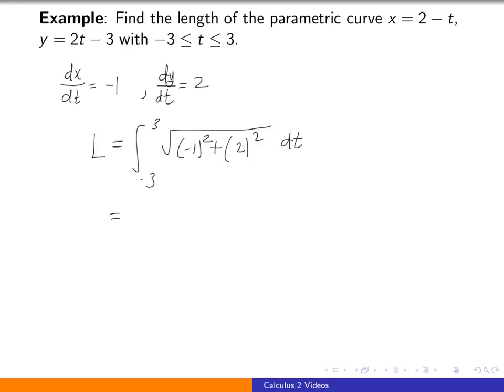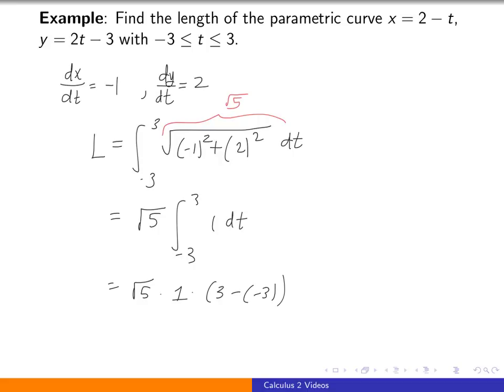So underneath the square root we have 5, so this is simply the square root of 5, which is a constant, which means it can be pulled in front of the integral. As we mentioned a moment ago, if we want to integrate a constant over an interval, we just multiply it by the length of the interval. So 3 minus minus 3, which is 6, and we end up with the length of the curve being 6 square root of 5.